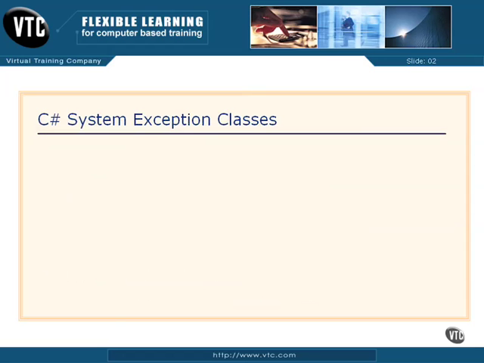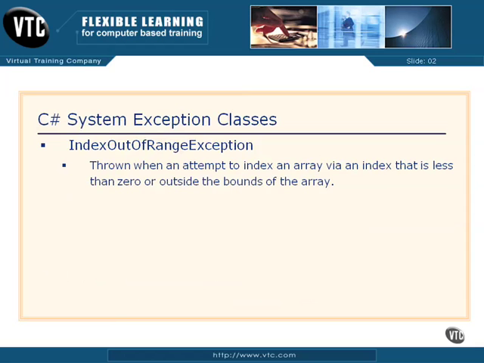The next exception class that we can use is the IndexOutOfRangeException, and this gets thrown when there's an attempt to index an array via an index that's less than zero or outside the bounds of the array. All this means is you've got 4 items in an array, and you're trying to read or write to the 6th item, and the array is not designed to handle that many. So you'll get an index out of range exception.